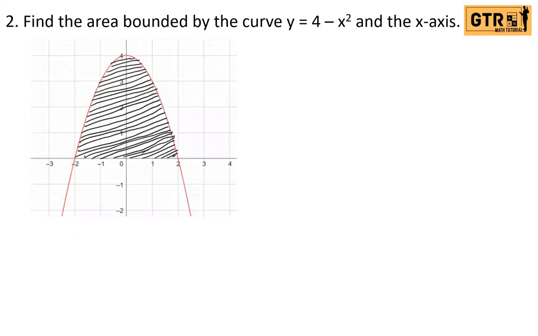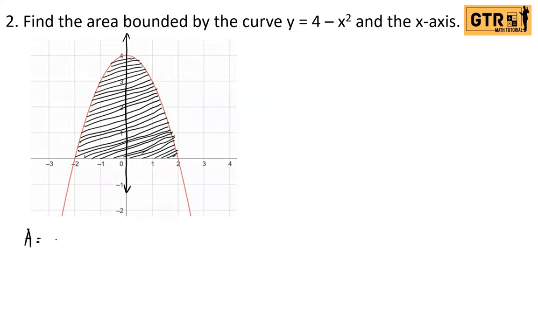Okay, so there are two solutions to answer this. We can use from negative 2 to positive 2, or we can use 0 to 2, because as you can see, the graph is symmetric with respect to the y-axis. If we fold with respect to the y-axis, the graph will coincide. So therefore, we can have two solutions for this.